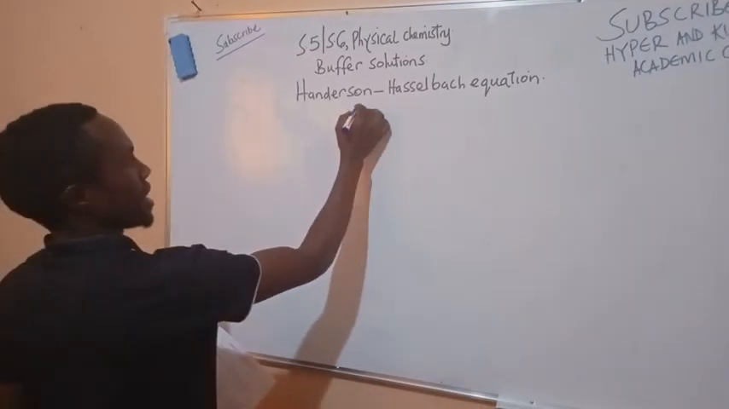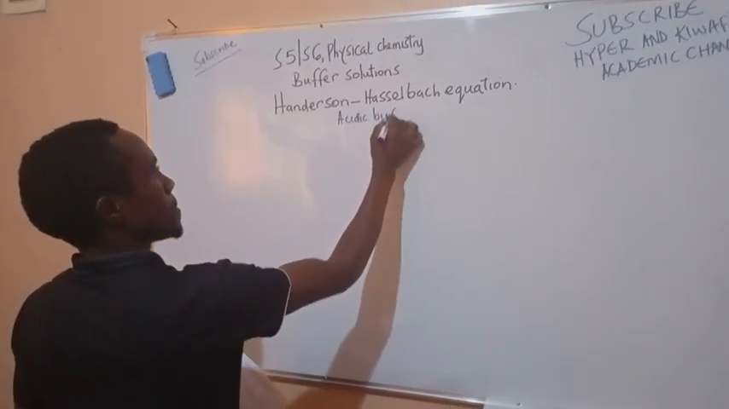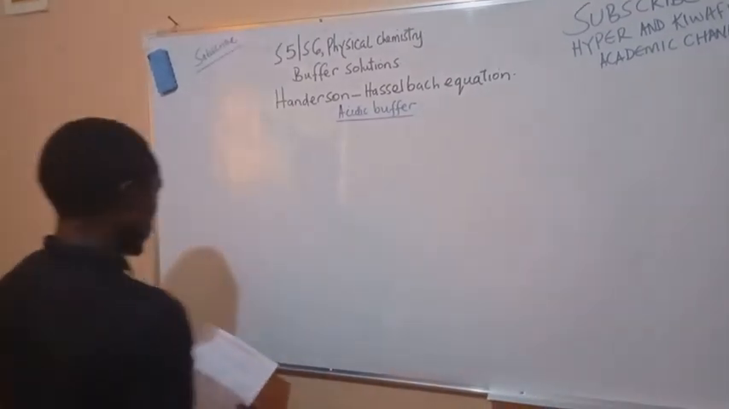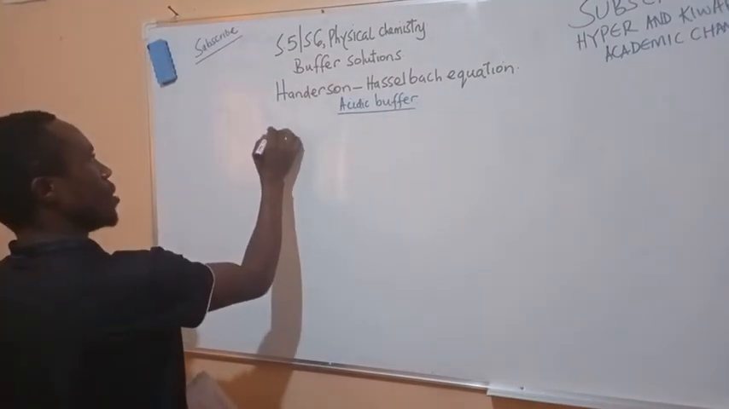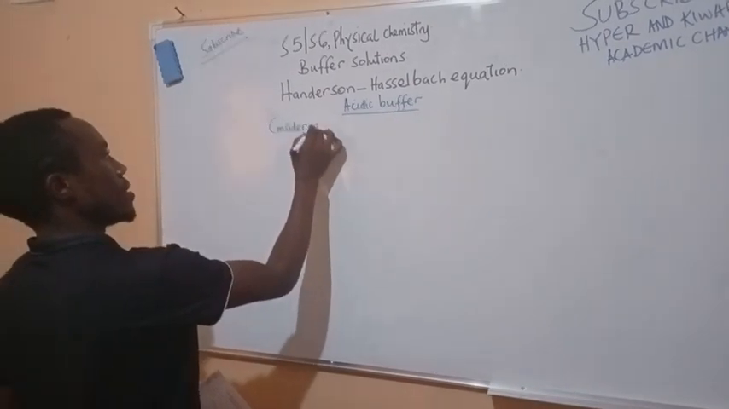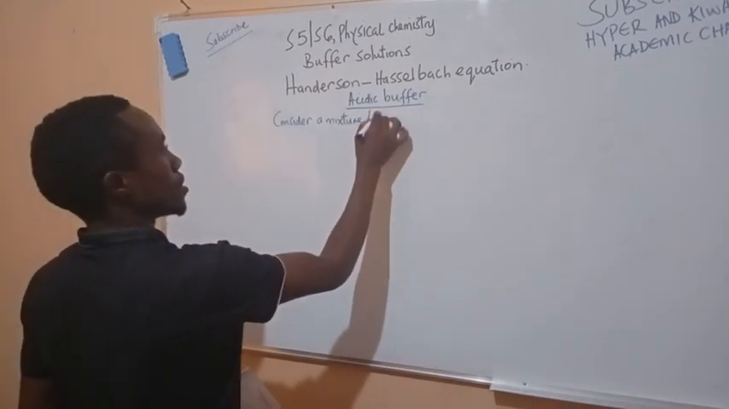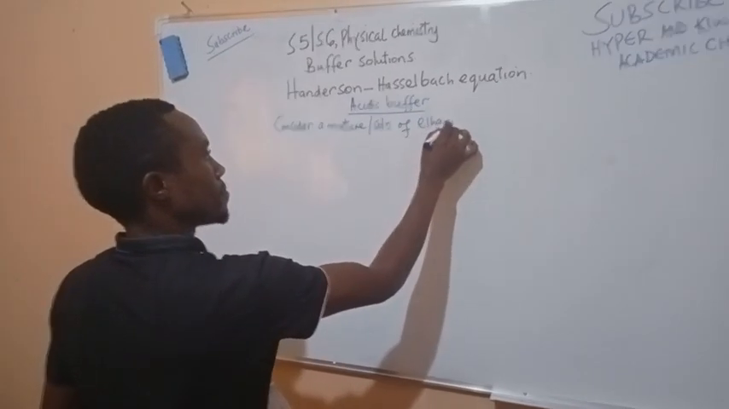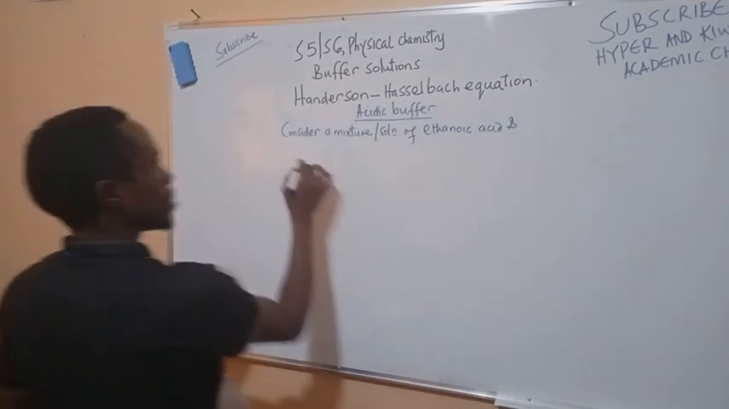Now, I'm going to begin with the acidic buffer. If you consider an acidic buffer consisting of a mixture or a solution of ethanoic acid and sodium ethanoate.